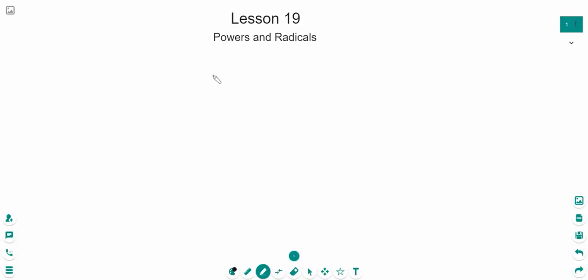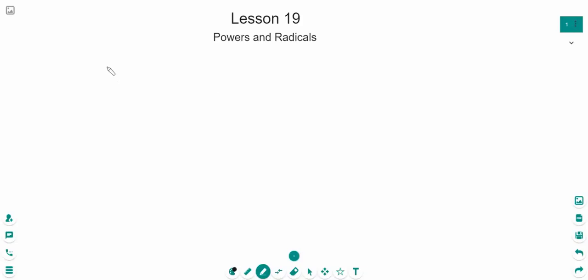So today we're talking about powers and radicals. Oh, you gotta like that title. It sounds like we're studying a history lesson on the French Revolution or something. The powers and radicals. Yes. But in fact, we're actually going to apply that to something much more understandable in mathematics.